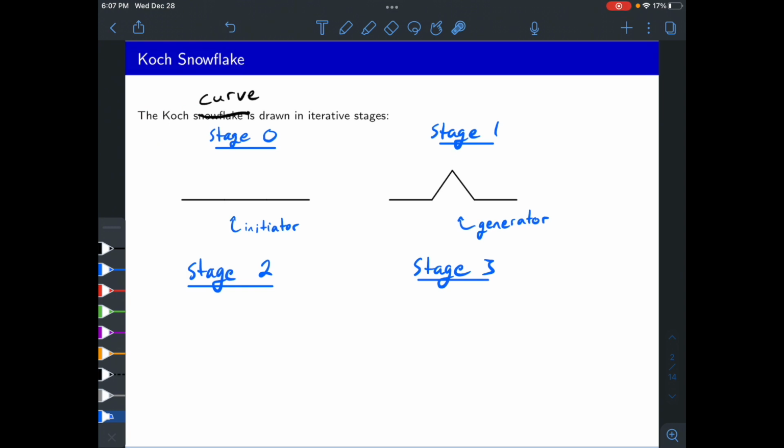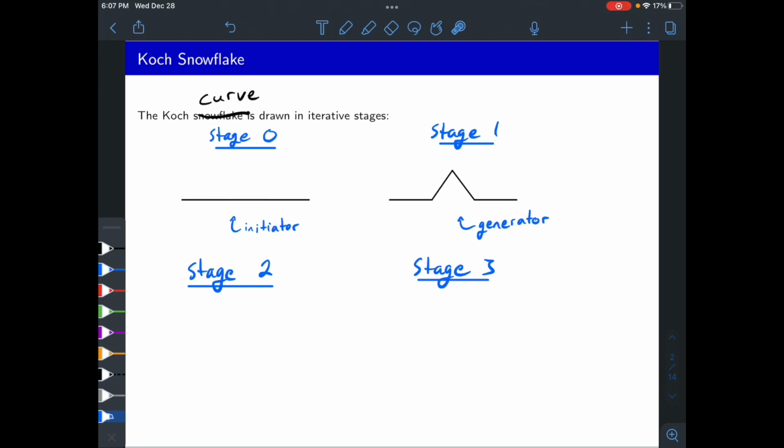Okay, so we're going to have a stage 0, which we're going to call an initiator, and a stage 1, which we call a generator. That terminology means nothing, just follow the pictures. So our stage 0 is just what we start with. To draw the Koch curve, we start with just this line segment, okay?